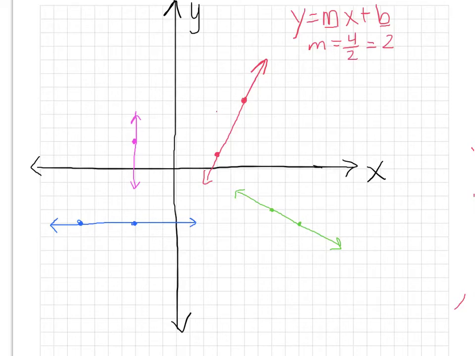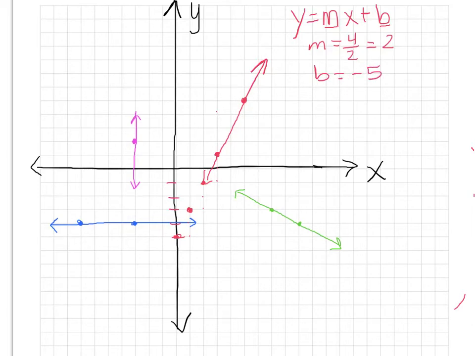So I'm going to go down 2 and over 1. And there's my next point. And now I'm going to go down 2 and over 1 again. And here's my next point. And now I'm going to go down 2 and over 1 again. And I can see that I've hit my y-axis. Well, where is that? Let's count. That's at -1, -2, -3, -4, -5. So my b is a -5.